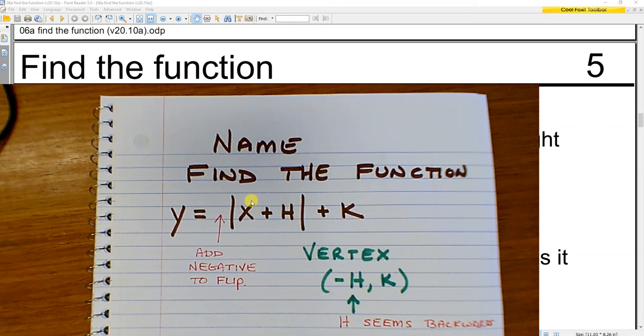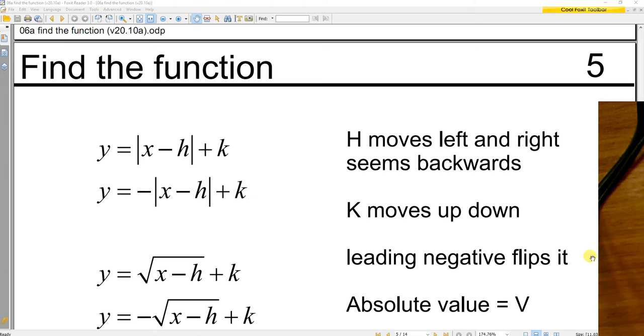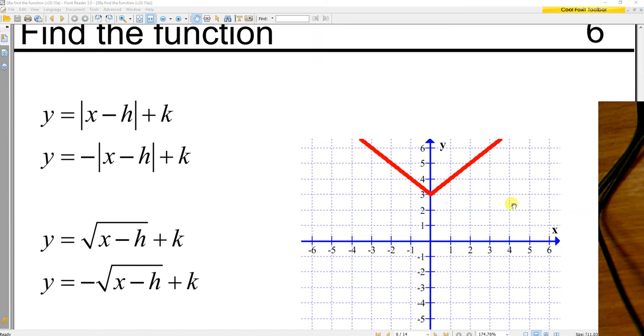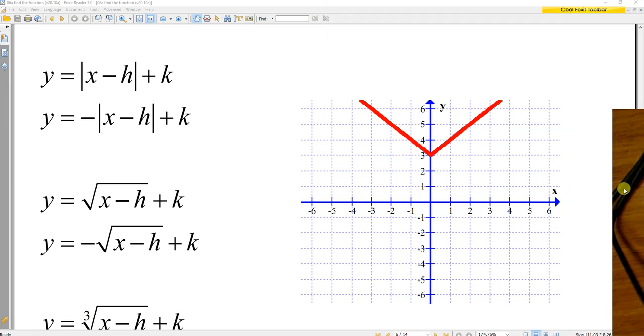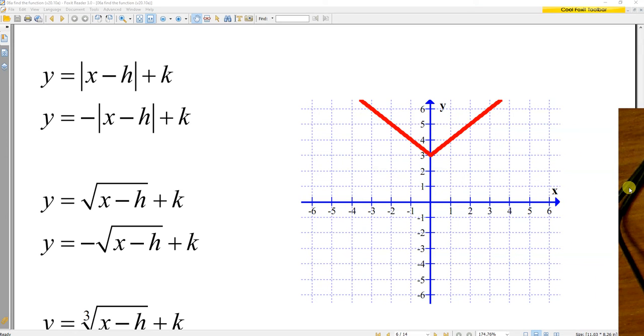Okay, so what does that mean? I'm going to do an absolute value first, and then we'll come back to the other ones. So when I come to an absolute value that looks like this, I'm going to start by writing down the generic equation for it. So I start with y equals the absolute value of x plus h, plus k.